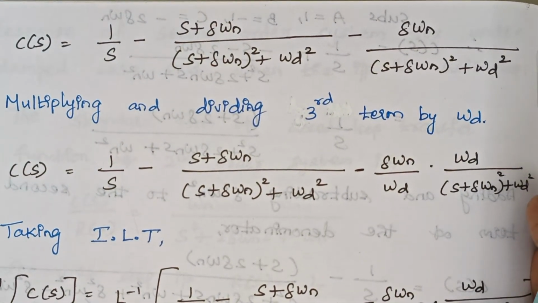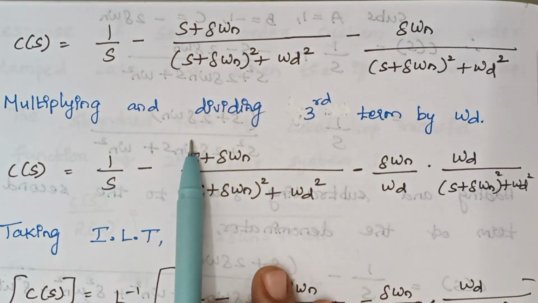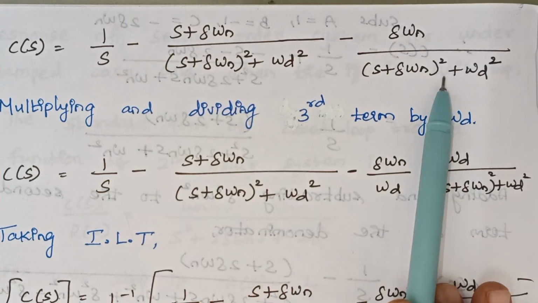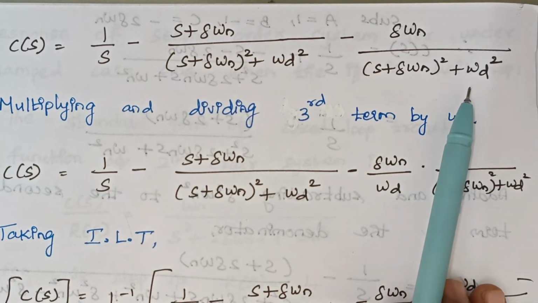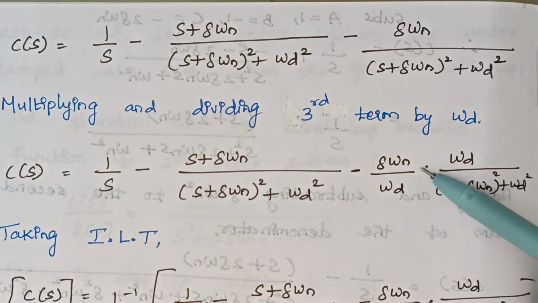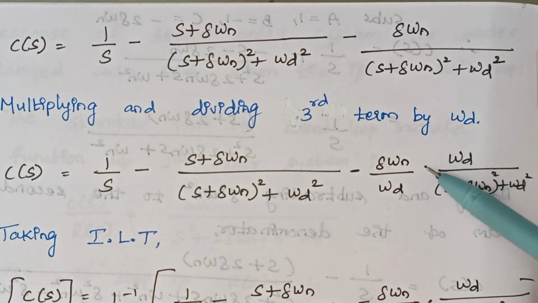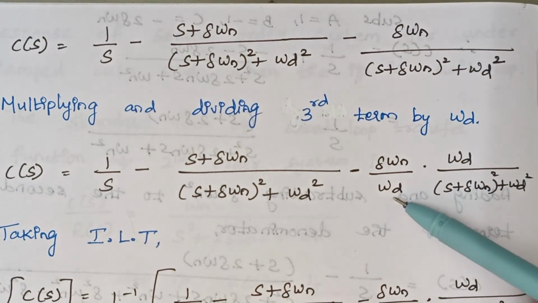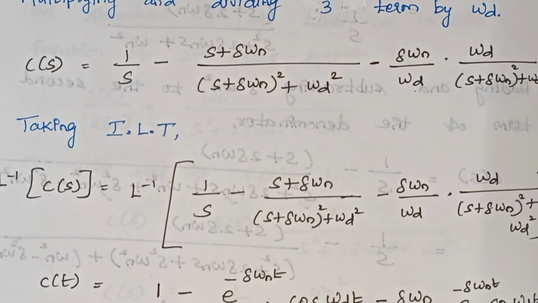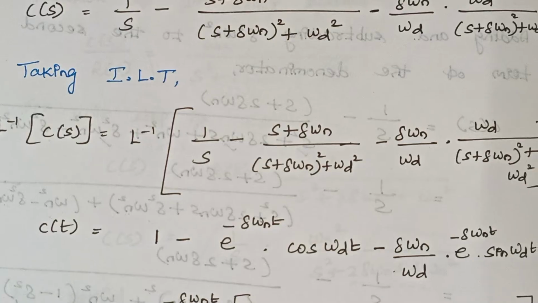Now again we are multiplying and dividing the third term by omega d. So in this expression this is our third term. So I am multiplying and dividing with omega d. So you see omega d, here I am multiplying and here I am dividing. After doing this, we are moving to our final step. We are taking the inverse Laplace transform.